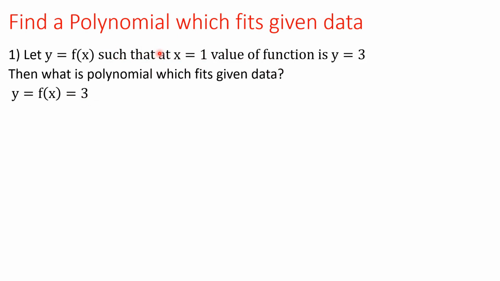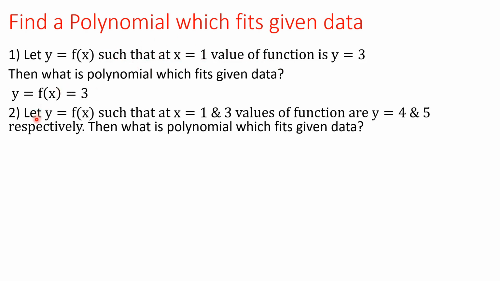Let's go to a slightly more complicated example. Suppose we have y as a function of x such that for values of x equal to 1 and 3, the values of y are 4 and 5 respectively. That means when we give input as 1, output must be 4, and when input is 3, output must be 5. Now how will you find a function or a polynomial? Basically we are going to find a polynomial function. So how will you find a polynomial which fits given data? That means when you put x is equal to 1, y should take value 4, and when x is equal to 3, y should take value 5. Now we cannot have such a constant function, right? Because we don't have constant output.